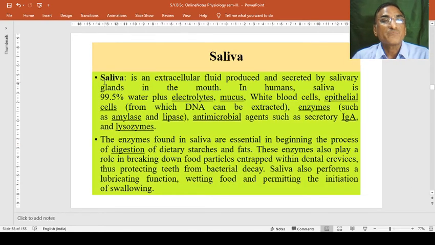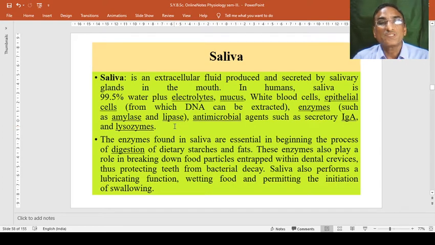What is saliva? Saliva is an extracellular fluid produced and secreted by salivary glands in the mouth. In humans, saliva is 99.5% water plus some electrolytes plus a sticky mucus, then white blood cells, then epithelial cells from which DNA can be extracted, then enzymes such as amylase and lipase. These are the enzymes which digest starch and fat.